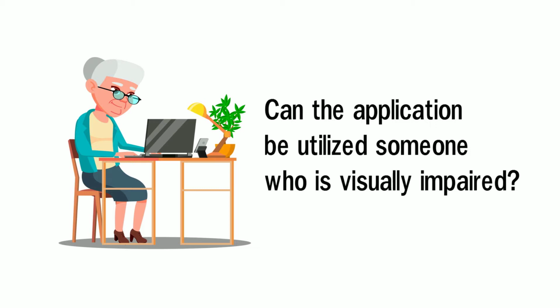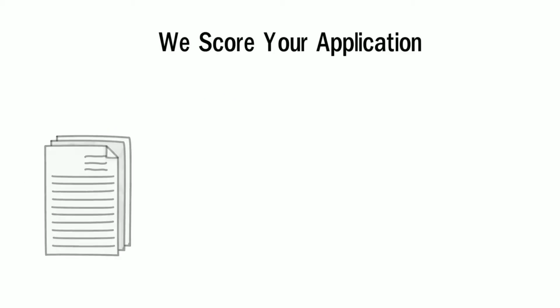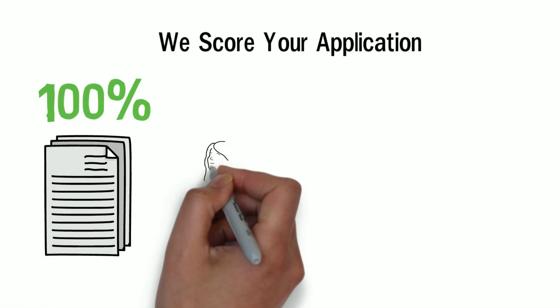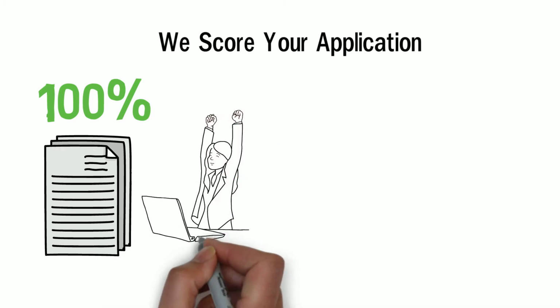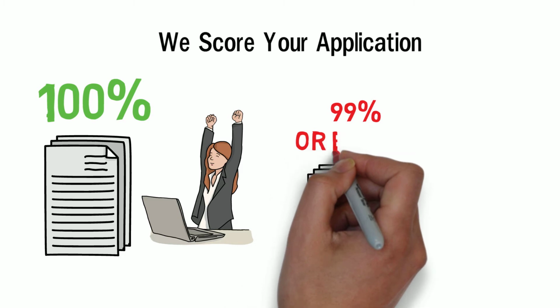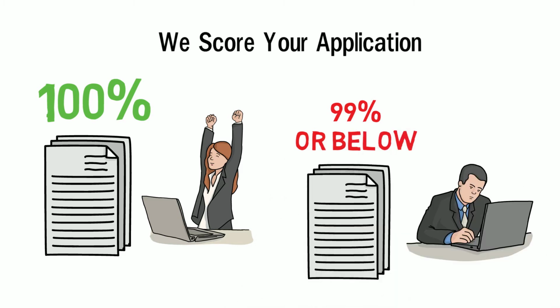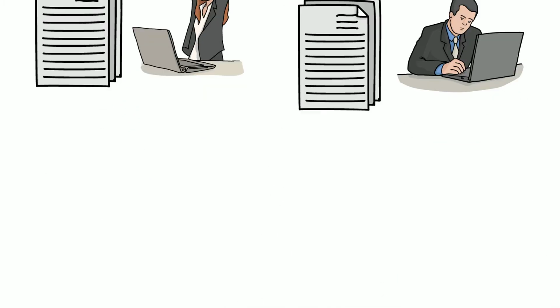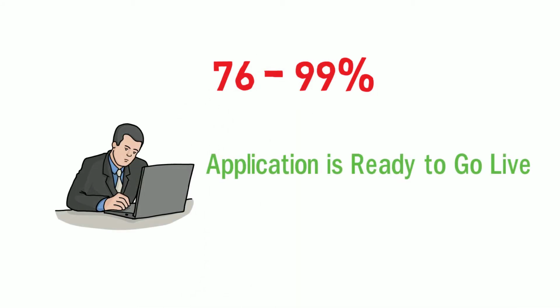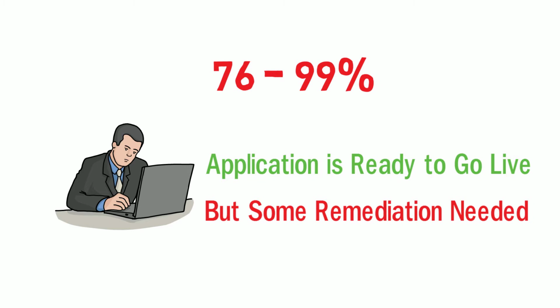After testing is complete, your software application will receive a score. If your score is 100%, CMS considers the application to be Section 508 compliant and needs no further review. If your score is 99% or below, then remediation is required. For scores of 76 to 99%, the application is ready to go live, but some remediation and a remediation plan is required for any outstanding issues.